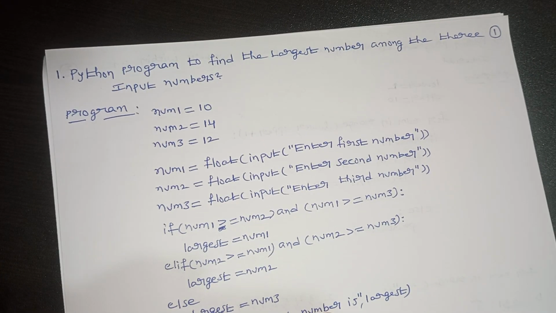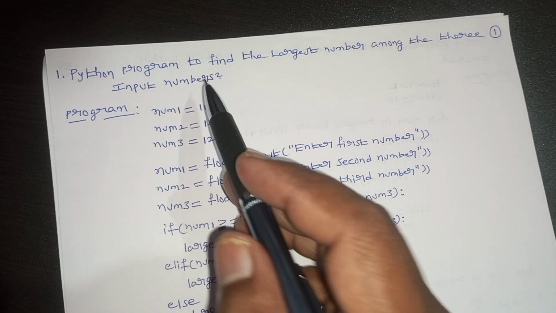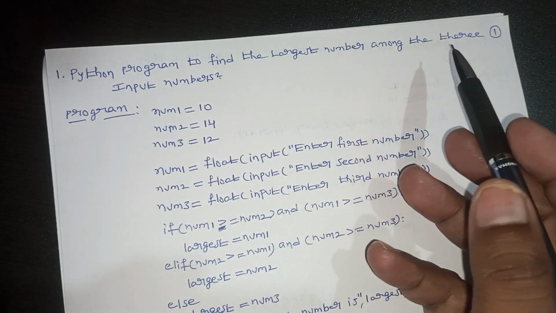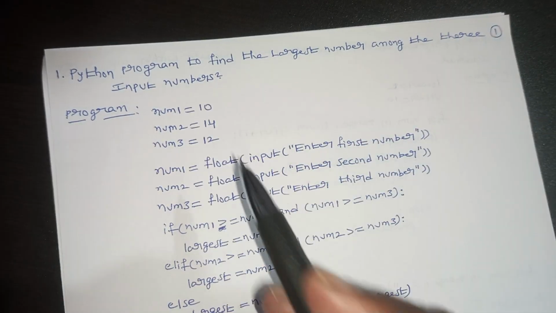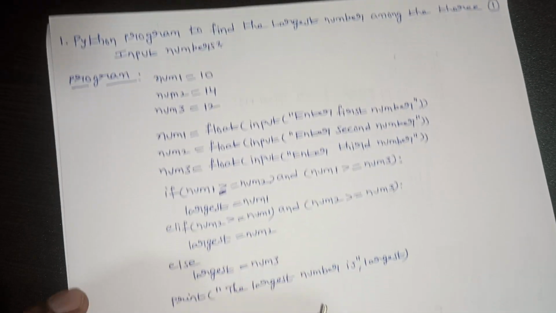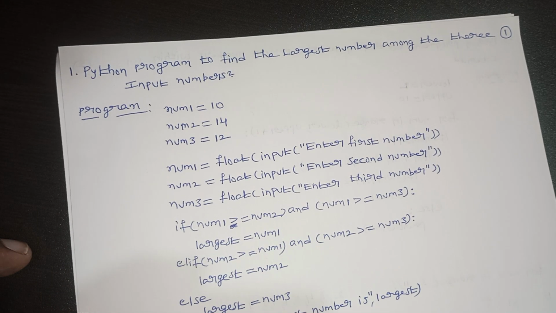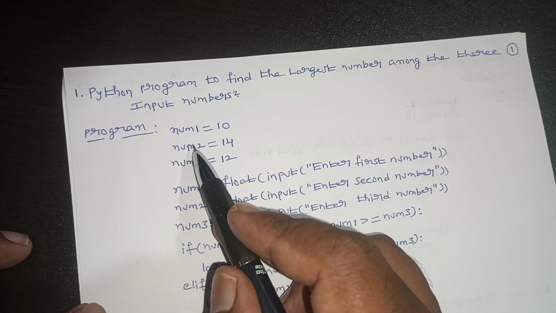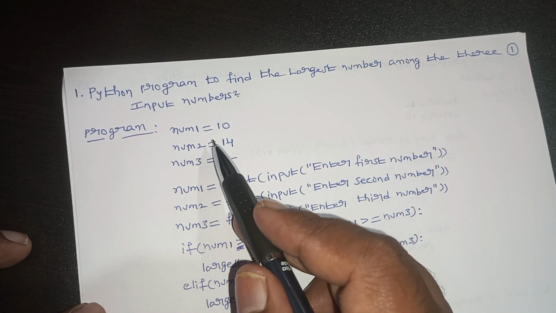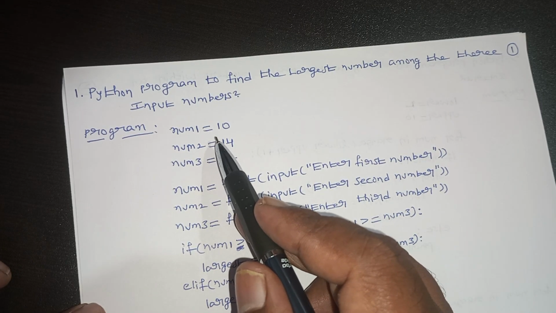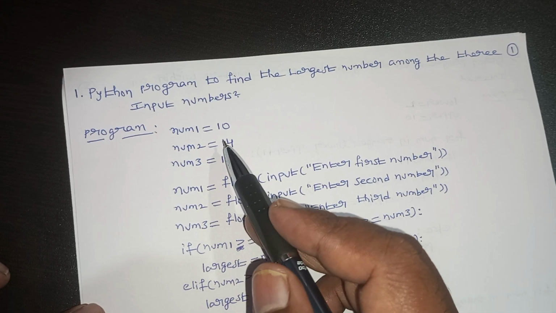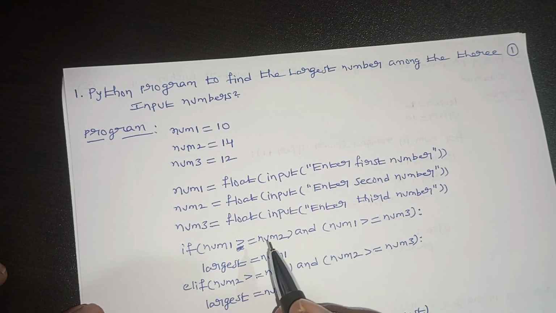Okay, now coming to the first program in Unit 1: a Python program to find the largest number among three input numbers. First I will do it like this, then I will take a practice. First of all, compared to the C programming language, the Python programming language is very comfortable and very easy.